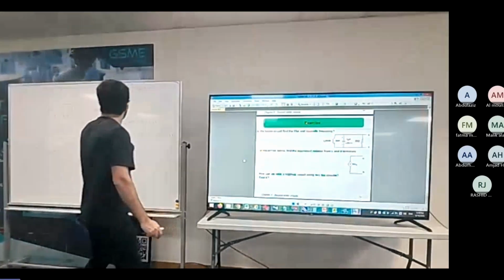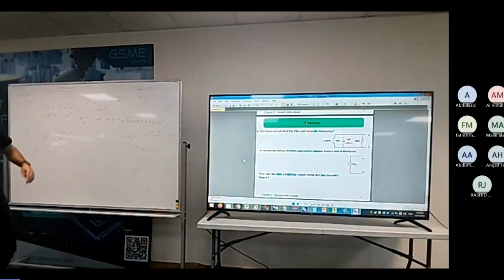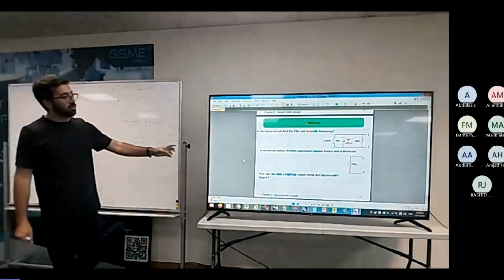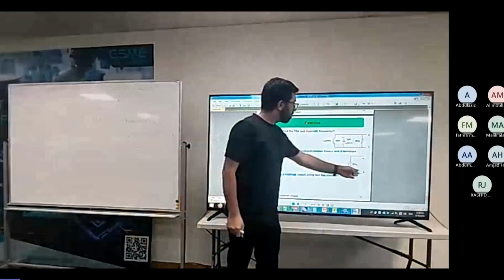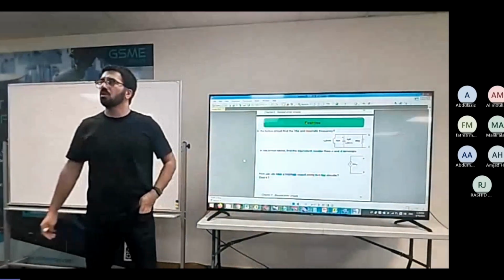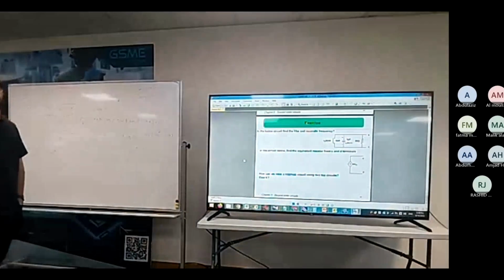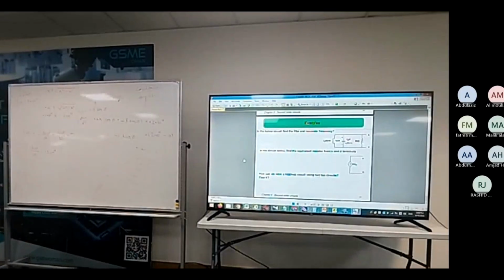We found the resonant frequency and the voltage of the capacitor. Now they ask us what is the equivalent resistor from P. How do you find the equivalent resistor? V_AB over I.